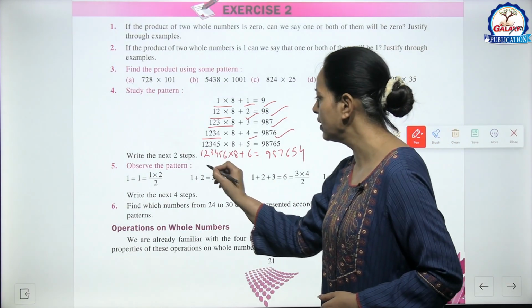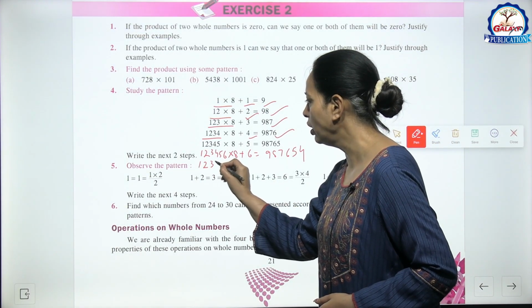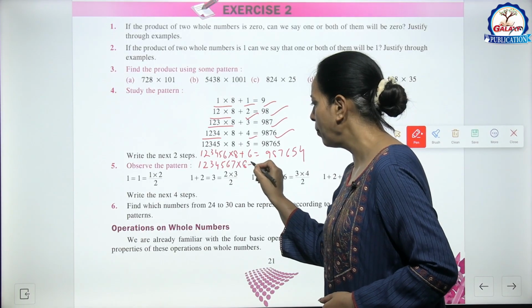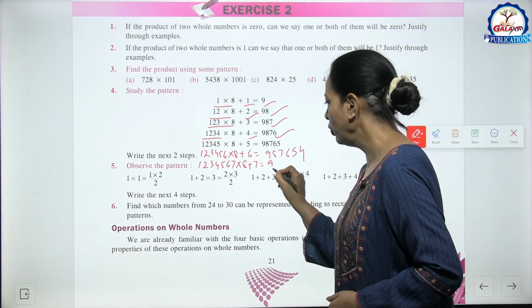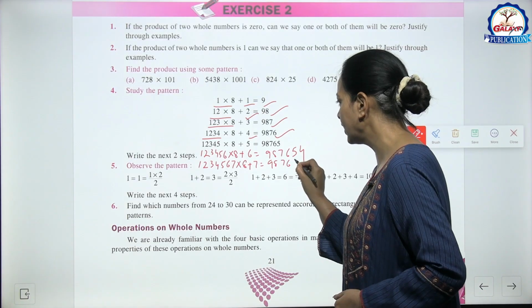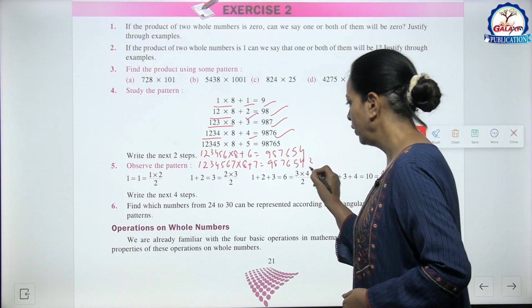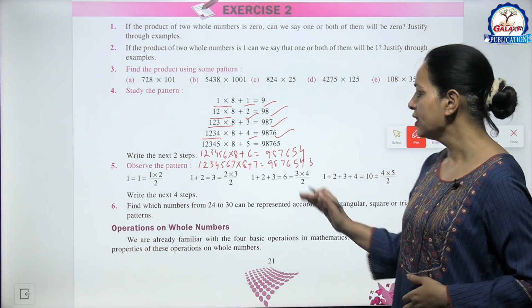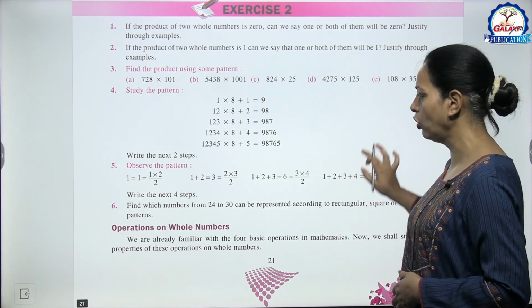The next step is 1 2 3 4 5 6 7 into 8 plus 7. So what will you get? 987653. Okay, so I hope this is clear to you. Very interesting. Similarly, you can try these two remaining questions.